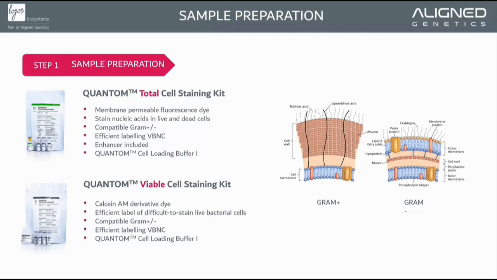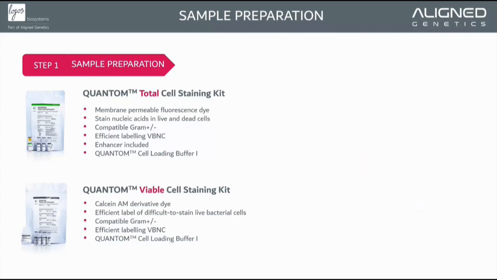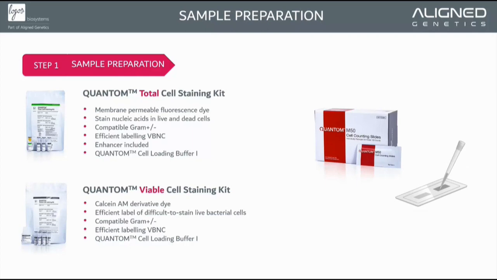The second kit is the viable staining kit. The dye is a calcein AM derivative to measure viability. In live cells, esterases cleave the acetoxymethyl group, converting the molecule to green fluorescent calcein. That being done, the first step would be to load 5 to 6 microliters of your stained sample into the dedicated counting slides. Those slides have optimized dimensions and a specific coating for the QUANTOM Tx.